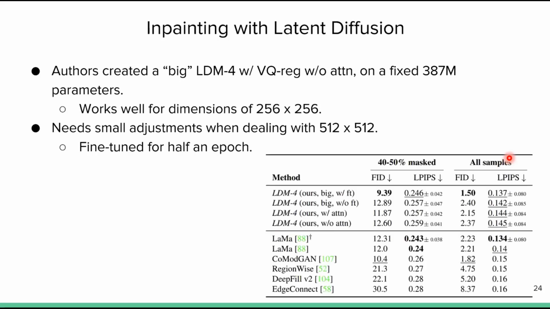What they did is they fine-tuned the model for half an epoch, and they found that this allowed the model to adjust well to feature statistics, and not only that, but actually set a state-of-the-art FID score. So they set state-of-the-art FID scores for both images that were 40 to 50% masked and across all samples. As far as the perceptual similarity scores, they are beaten by Lemma, but the differences between the models are very negligible. If you notice, it's only a difference of 0.003.